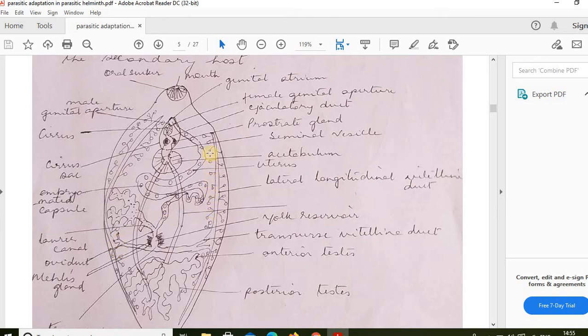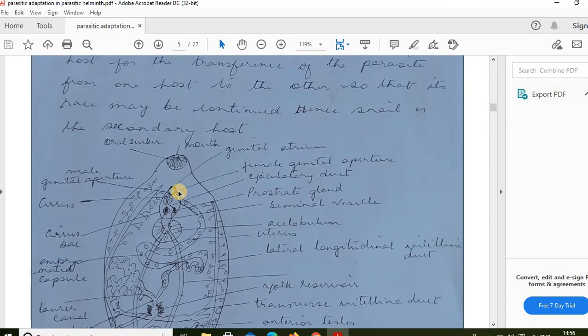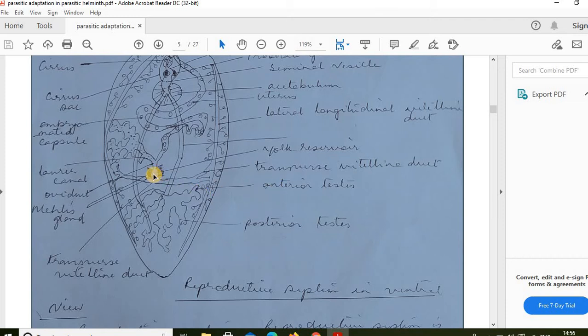So this transverse yolk duct is connected to the lateral longitudinal yolk duct on both sides. These lateral yolk ducts are connected to the yolk glands. So these lateral yolk ducts from both sides connect with the help of a transverse yolk duct, and then on the upper side they join together to form the ootype. They join together to form the yolk reservoir.